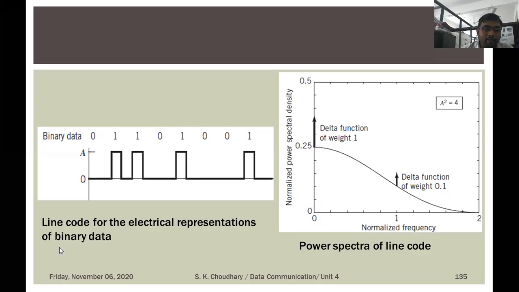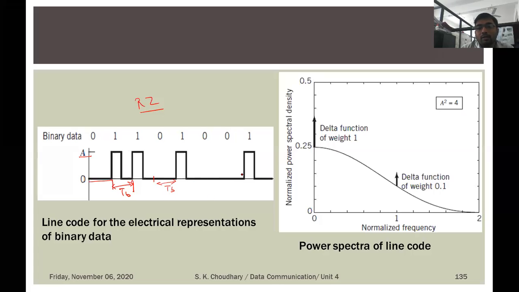So you can see the pattern of the line code for the electrical representation of this particular binary data. Binary 0 is shown as a 0 level, but the difference with respect to NRZ signaling is that for binary 1, the pulse is not for the whole bit duration. This is your bit duration TB. For only half of the bit duration the pulse of amplitude A is there, and for the rest of the half it is again at the 0 level. Similarly for the next one, and for the 0 it remains at the 0 level.